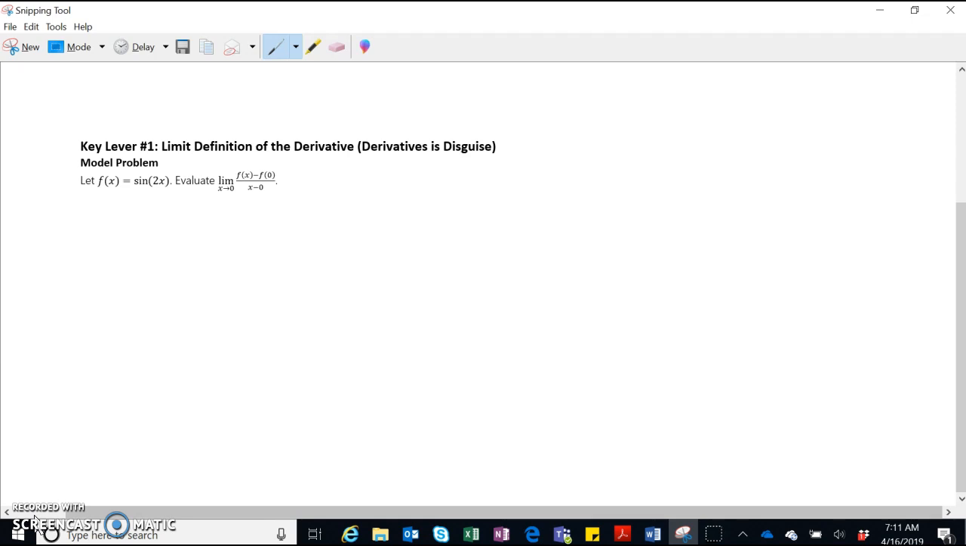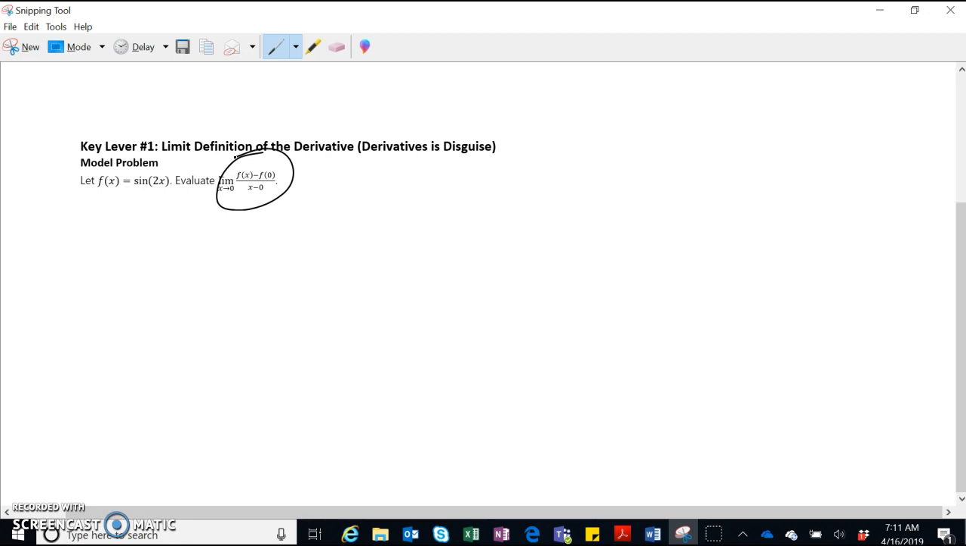So our first key lever is the limit definition of the derivative, or derivatives in disguise. The model problem defines our function for us as sine of 2x, and we're asked to evaluate this limit as x approaches 0 of f of x minus f of 0. So one way that I've shown people how to do this in tutorials is using L'Hopital's rule, because with a quick substitution, you can see here that if I plug in a 0 into this limit, I'll get f of 0 minus f of 0 up top and 0 minus 0 on the bottom. And taking the derivative is a great way to adjust for that.